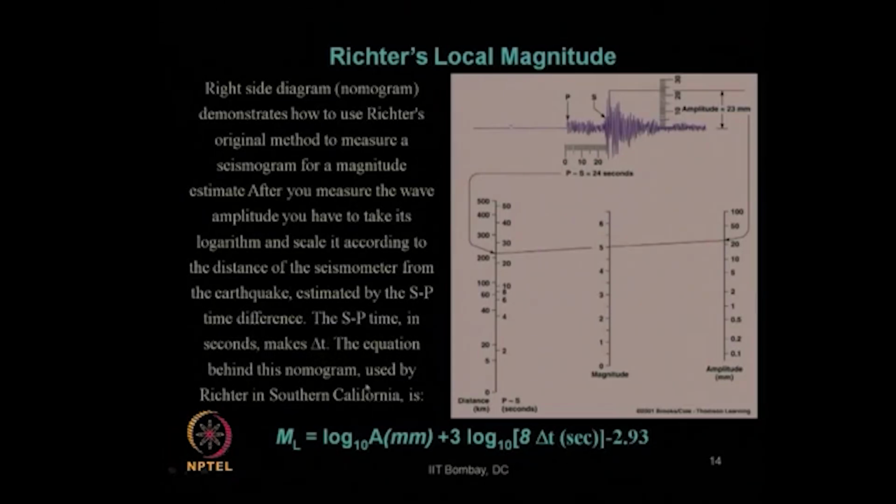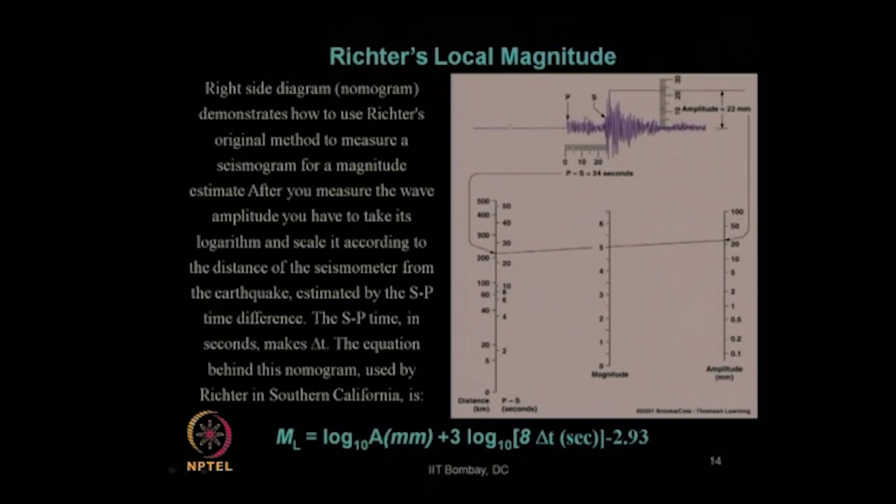The equation behind this nomogram used by Richter in the Southern California region of the US is based on empirical relations. So, these are basically location specific, based on Southern Californian earthquakes. This is the expression which Richter had proposed by considering the distance correction factor: 3 log to the base 10 of 8 delta t, where delta t in seconds is the time difference between arrival of S wave and P wave, minus 2.93.